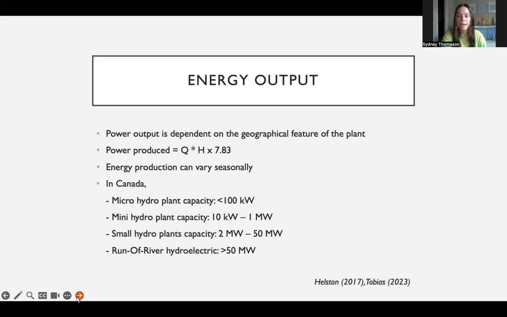Certain places like Canada classify their plants by their generating capacity. Canada, for instance, has four different categories: micro, which is less than 100 kilowatts; mini, which is 100 kilowatts to 1 megawatt; small, which is 2 megawatts to 50 megawatts. And then they say anything over 50 megawatts is a run-of-river hydroelectric. Some plants have been known to have large capacities, but this is typically the range for most run-of-river hydropower plants.